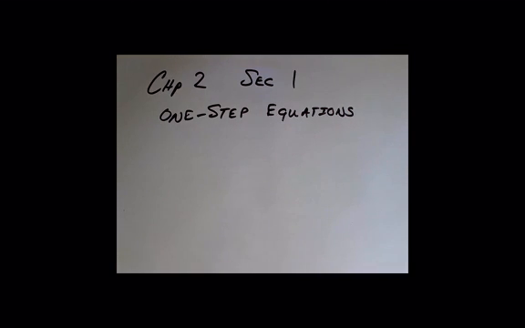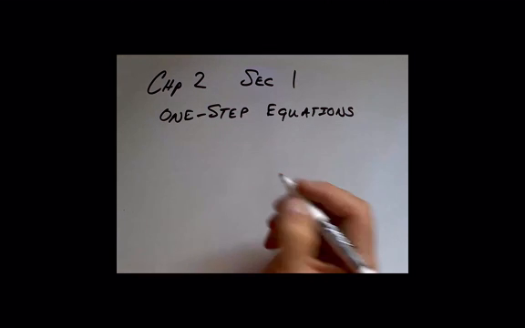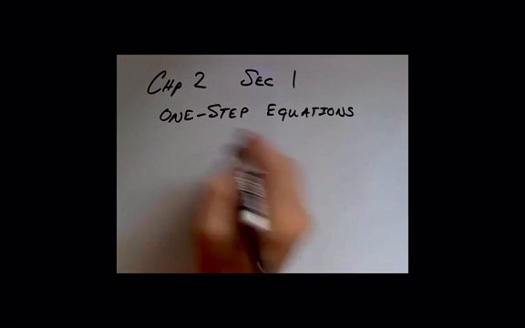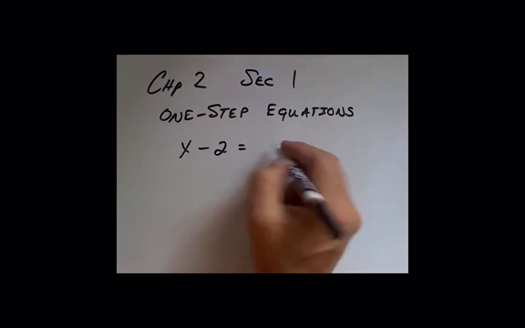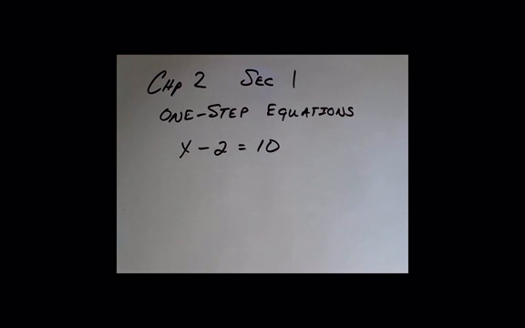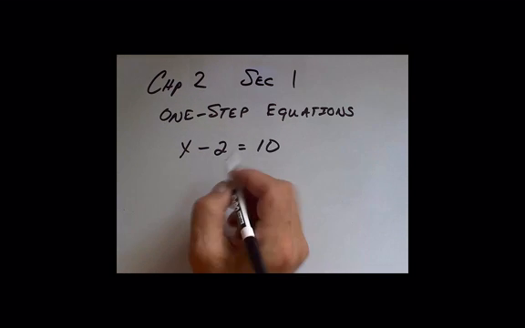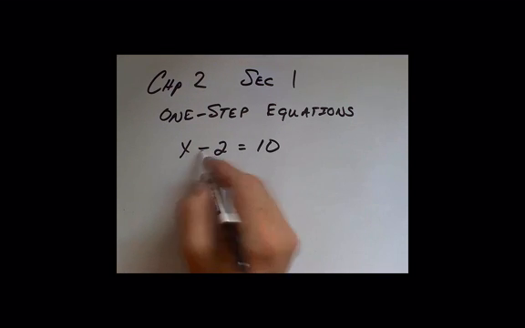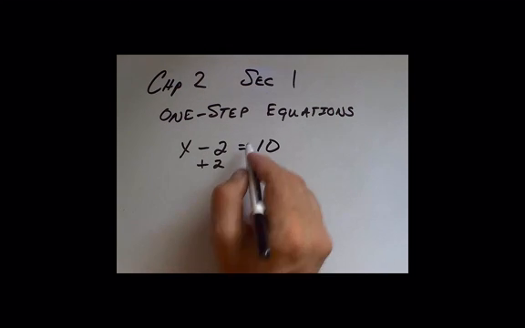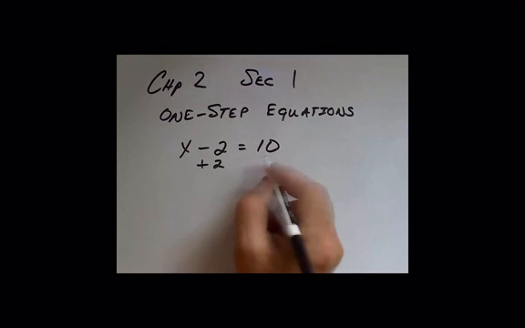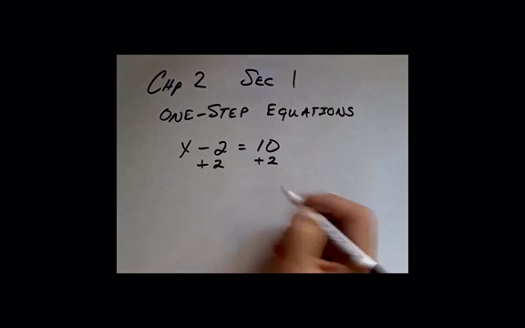Let's say we had x minus 2 equals 10. What is the additive inverse of minus 2? Remember, we want x by itself on this side of the equal sign. So what we'd have to do, the additive inverse of 2 is 2. So whatever we do on this side of the equal sign, we have to do on this side of the equal sign. So if we added 2 here, we have to add 2 here also.